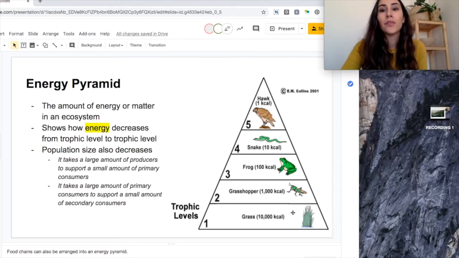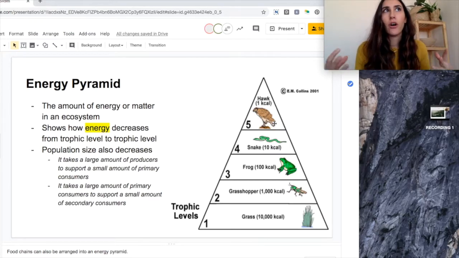So obviously something that an organism such as grass that has 10,000 kilocalories of energy, you could afford to have a lot of them because there's enough energy to support and sustain that population number. But something like a hawk, okay, that only has 1 kilocalorie of energy, you're not going to have a lot of hawk populations or a lot of hawks in the population of hawks.